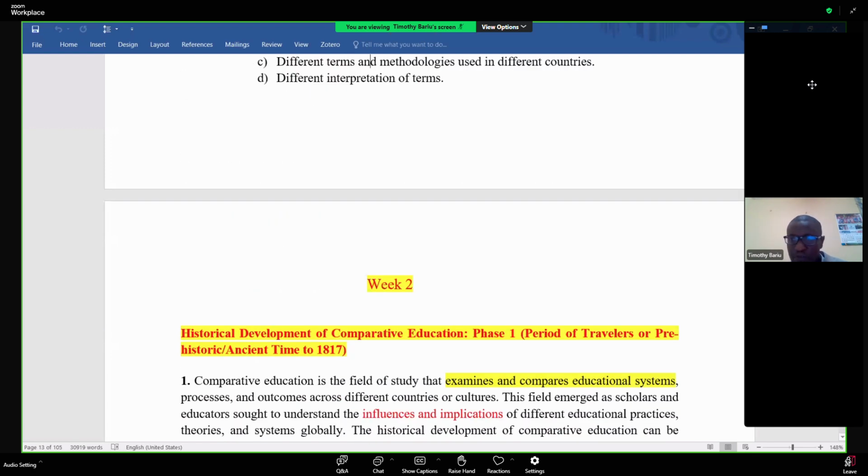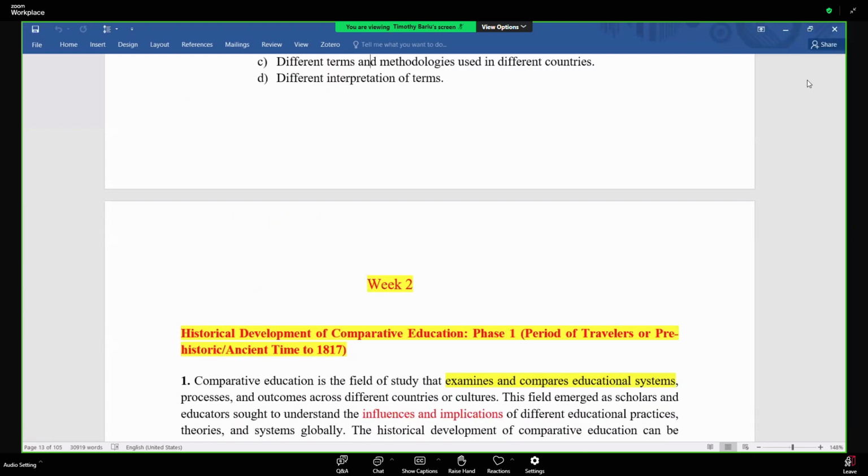Allow me now to switch off my video so that you can concentrate on this. So today we look at the historical development of comparative education, and we want to see how the discipline has evolved over time.